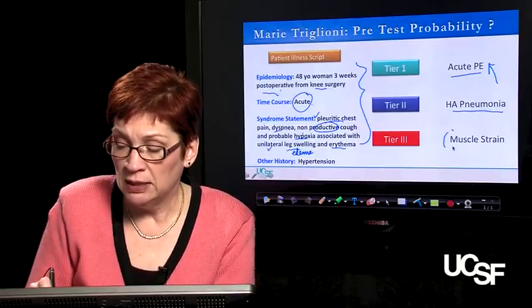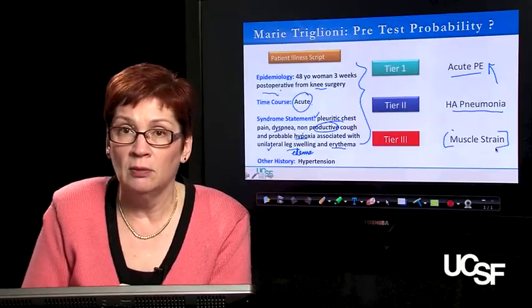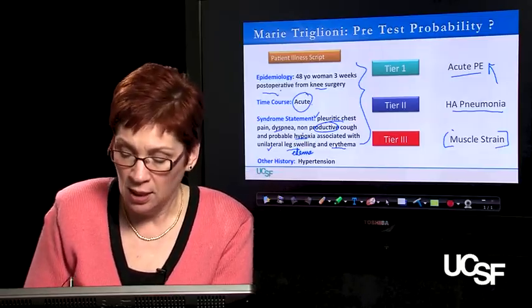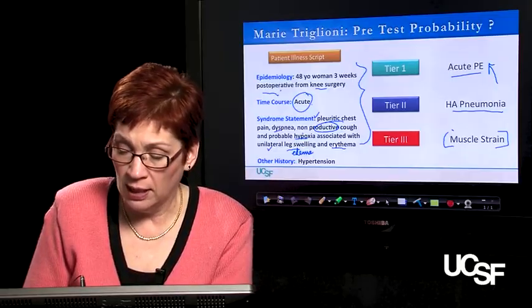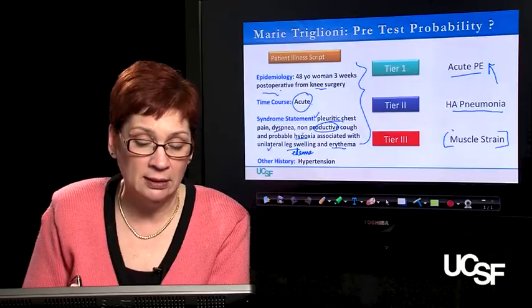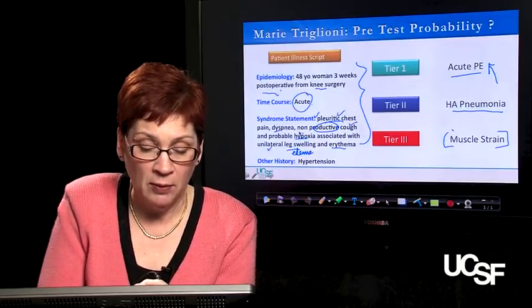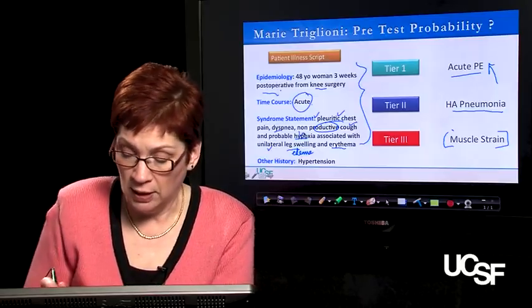And tier 3 was Mrs. Trigliani's thought or hope, perhaps, that this chest pain just represented a muscle strain. And so we recognize, of course, that a muscle strain really can't explain the pleuritic chest pain, the non-productive cough, the hypoxia, or account for the leg swelling.